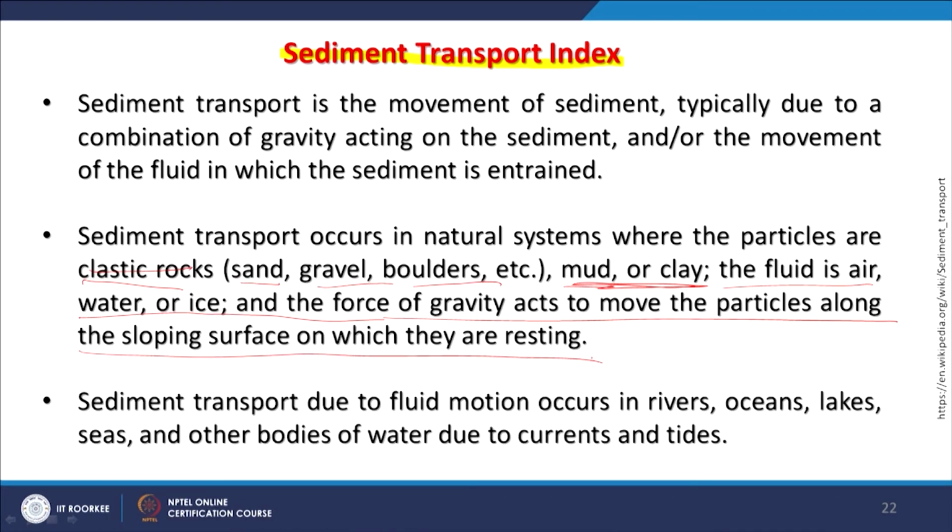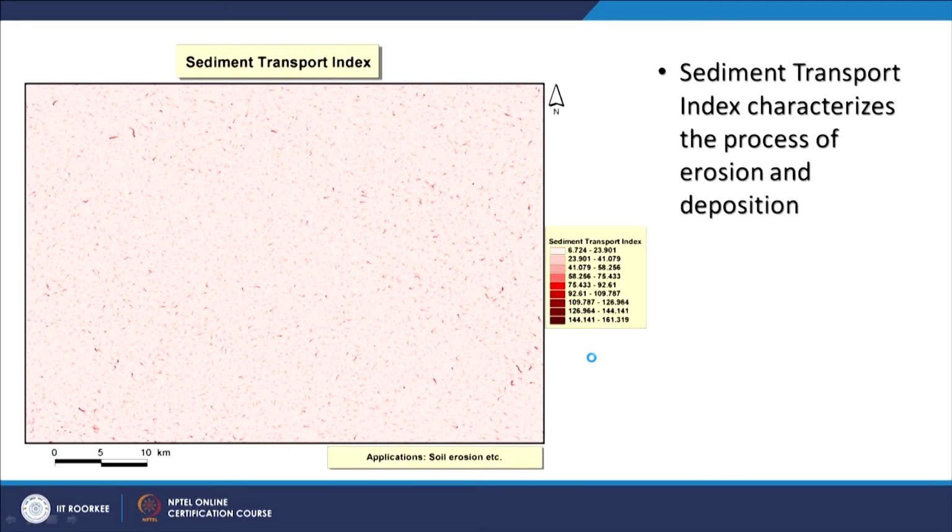Sediment transport due to fluid motion occurs in rivers, oceans, lakes, seas and other bodies of water due to current and tides. So, in almost all water bodies or at the margins of water bodies, this transport of sediments can be visualized. Now, in this sediment transport index, which is again from the same input digital elevation model, you are seeing here light colored areas showing the low index value, whereas the dark ones are showing high index value.